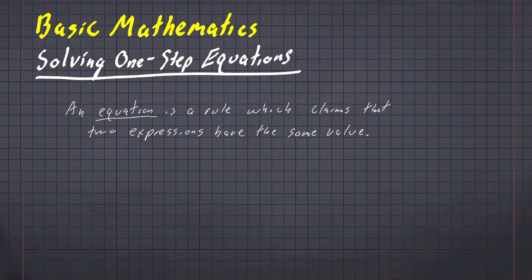An equation is a rule which claims that two expressions have the same value. When you see the equal sign, you often think about it in terms of evaluation, right? 3 plus 4 equals 7. If you evaluate 3 plus 4, you get 7. That's certainly true, but equations can be more general than that.